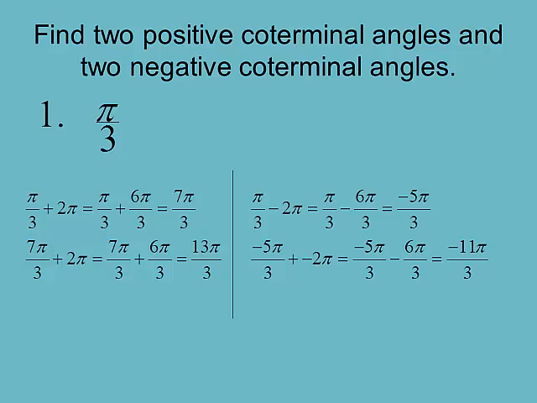If you're dealing with pi over 4 angles, you'll be adding and subtracting 8 pi over 4. If you're dealing with pi over 6 angles, you'll be adding and subtracting 12 pi over 6. We were dealing with pi over 3 angles, so we added and subtracted 6 pi over 3, and that represents a trip around the circle.